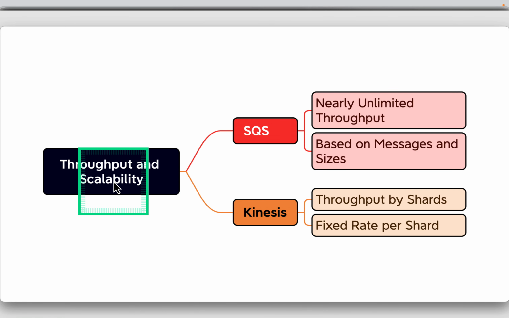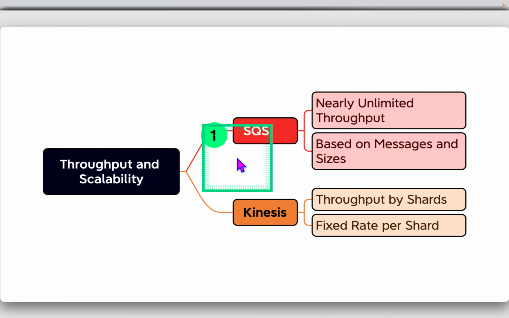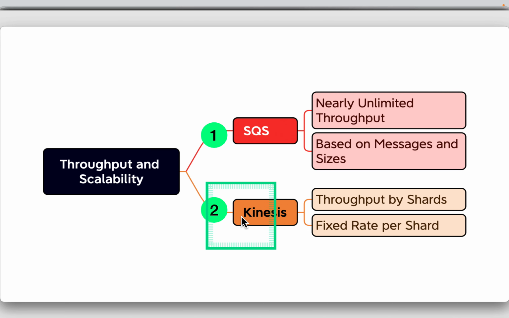And throughput and scalability: SQS offers nearly unlimited throughput based on the number of messages and their sizes. For Kinesis, throughput is determined by the number of shards, and each shard provides a fixed rate. So this is just to keep in mind. SQS is totally serverless and that's why there is unlimited throughput, but Kinesis is limited by the number of shards that you create, so you have to increase the number of shards if you want to get over that throughput.